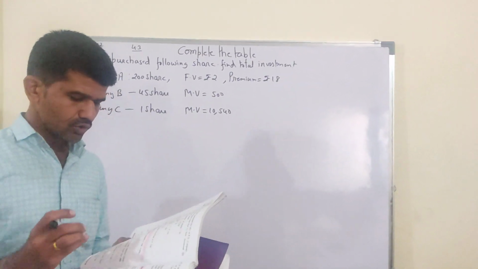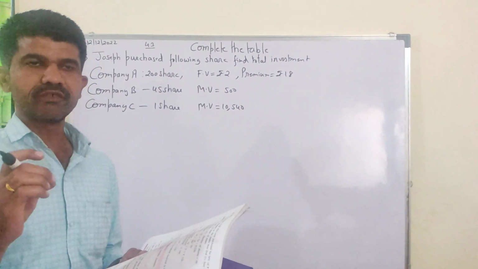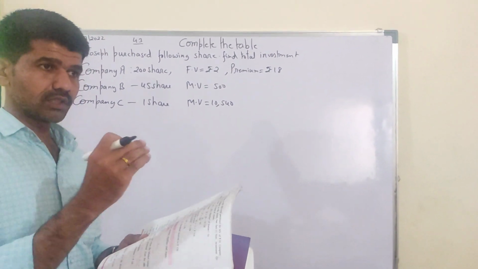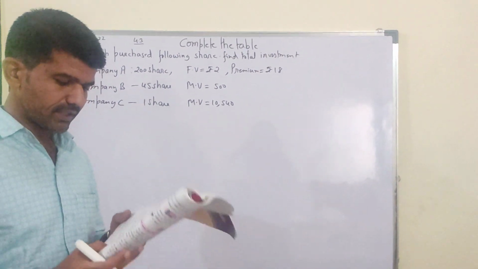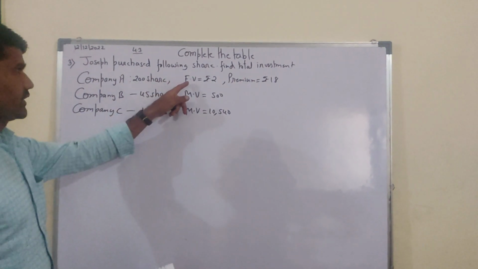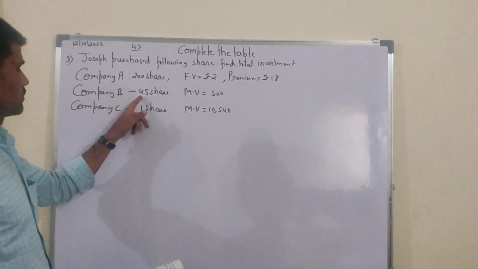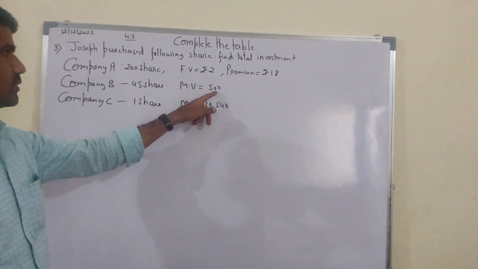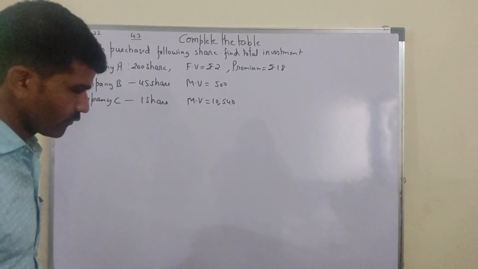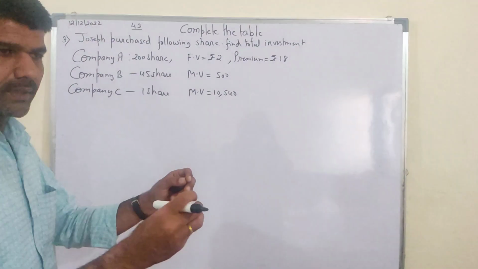Question number 3. Joseph purchased the following shares. Find his total investment. Joseph purchased shares of 3 different companies: Company A, Company B, Company C. Company A, 200 shares, face value rupees 2, share is at premium 18 rupees. Company B, 45 shares, market value 500. Company C, 1 share, market value 10,540. Find the total invested by Joseph.